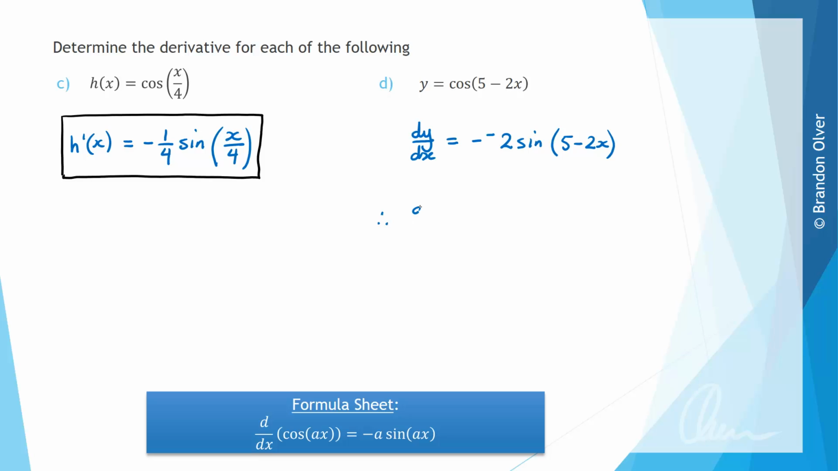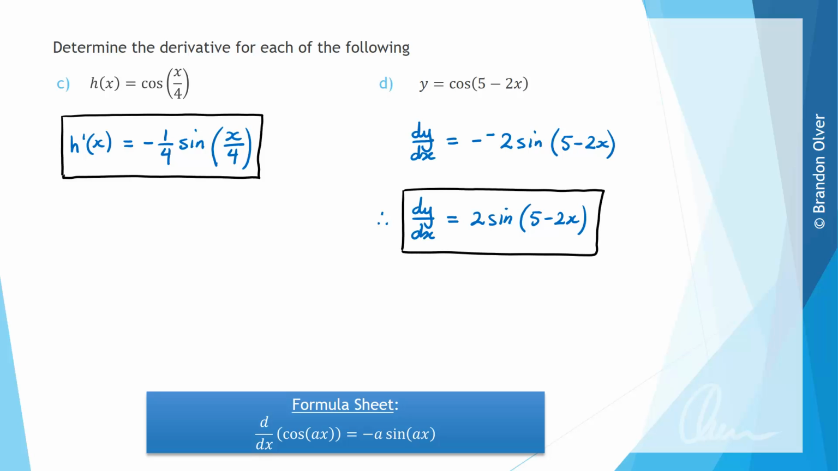So we can simplify the derivative just slightly, so dy dx is going to equal, and negative 2 gives positive 2, and that's multiplying sine of 5 subtract 2x. So that is the answer for part D of this example.